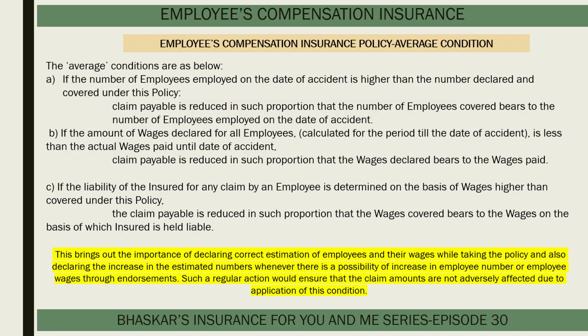The second one is if the amount of wages declared for employees is less than the actual wages paid until the date of accident. In that case also the claim payable is reduced in such proportion that the wages declared bears to the wages paid. The third situation is where the liability of the insured for any claim by an employee is determined on the basis of wages which is higher than the wages covered under the policy. There the claim payable is reduced in such proportion that the wages covered under the policy bears to the wages on the basis of which the insured is held liable.